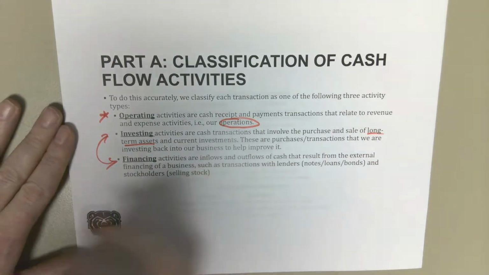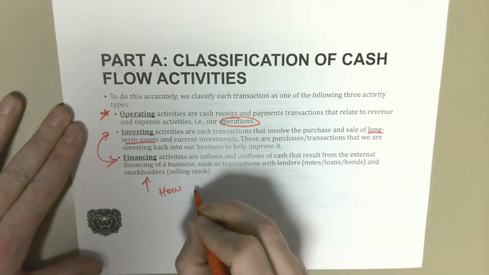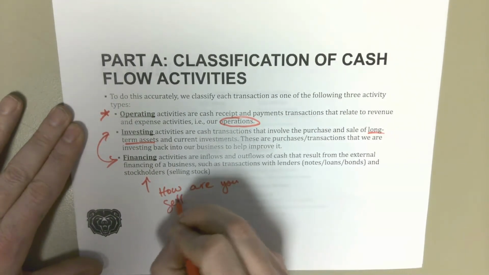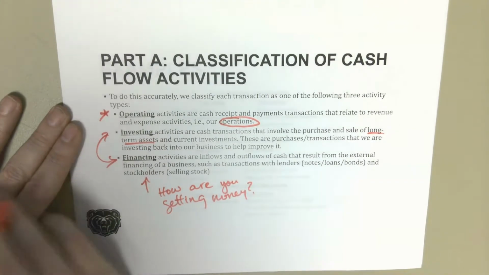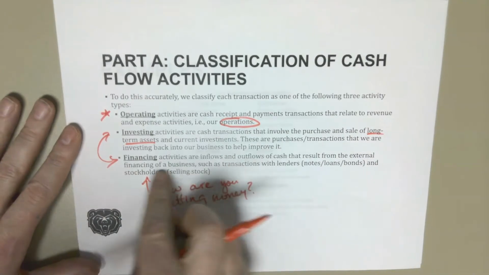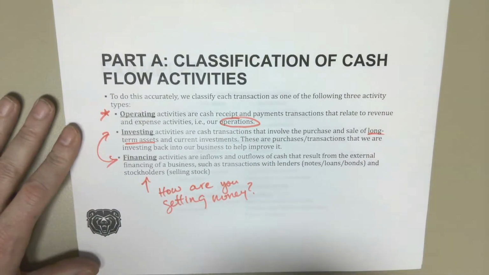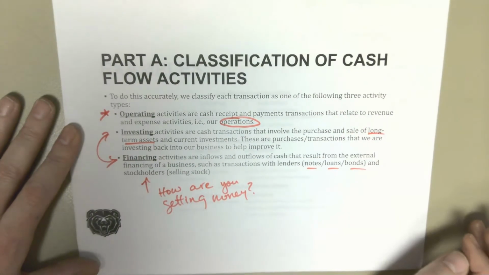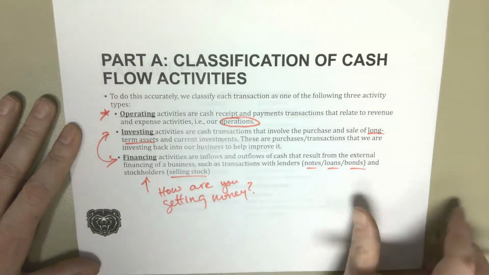And then finally, we have financing activities. These are how are you getting your money, right? How are you getting money? Okay, so really, how are you getting money to operate? How are you getting money to invest? This is financing. Are you taking out notes, loans, bonds, that kind of thing? Are you selling shares of stock? Those are all financing activities.